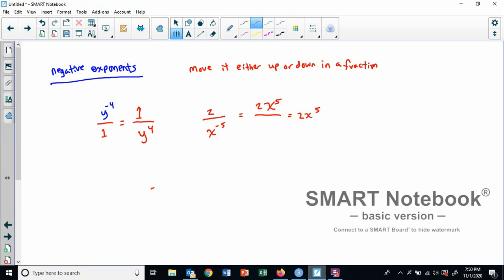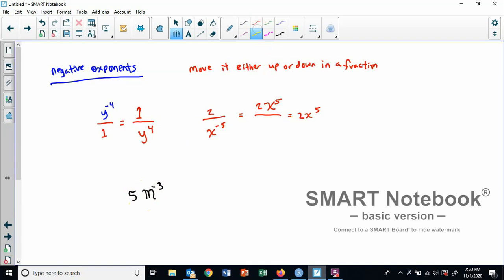What about one like this? If I have 5m to the negative 3. And you look at this, and you say, I see a negative exponent, I gotta fix it. Well, who is this negative 3 applying to? Is it touching the 5? No, it's touching the m. The m is the base that has a negative exponent.